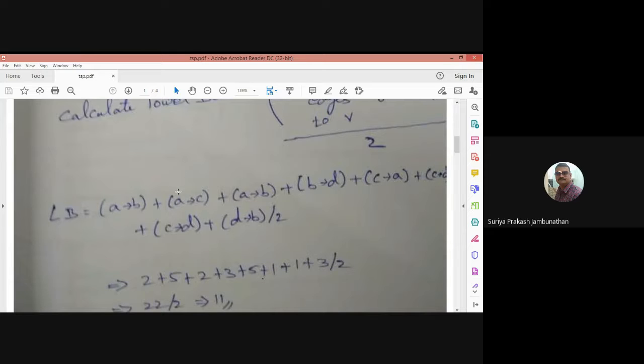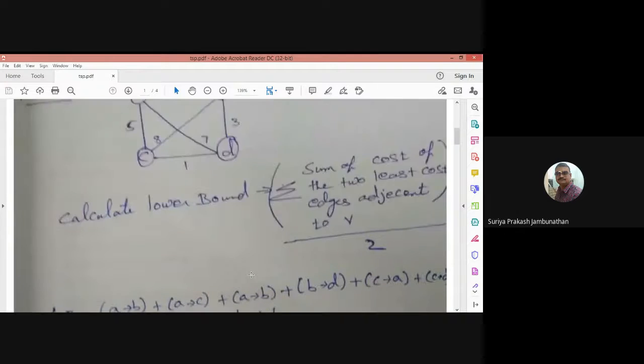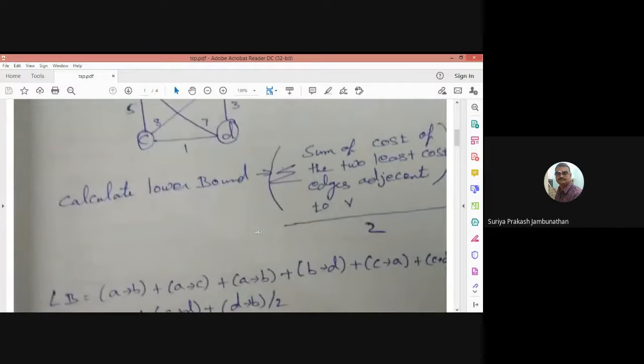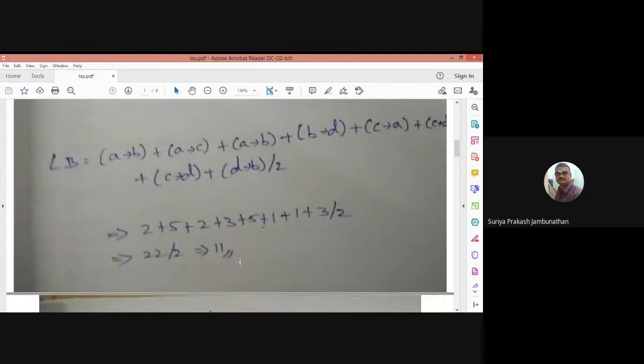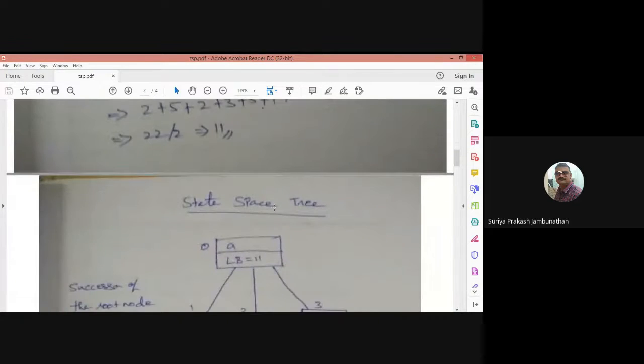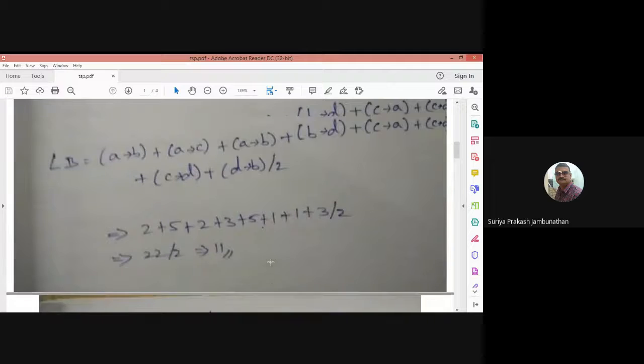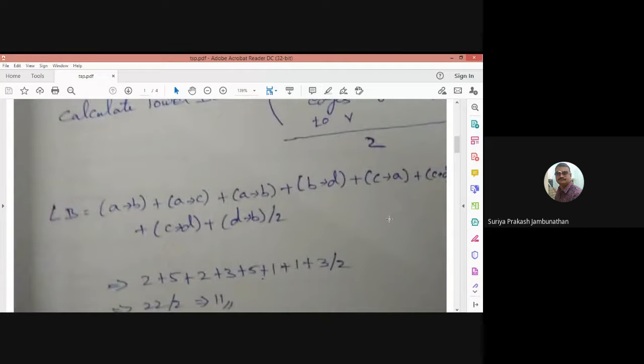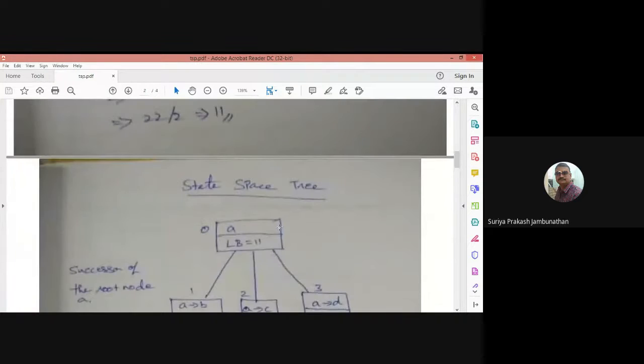So this is the lower bound calculation for the entire graph. This lower bound will become the root node. We have to draw the state space tree, and in our state space tree we are putting the root node with lower bound as 11. Whatever we calculated will become the root node here. The root node we are considering as A, the starting node.